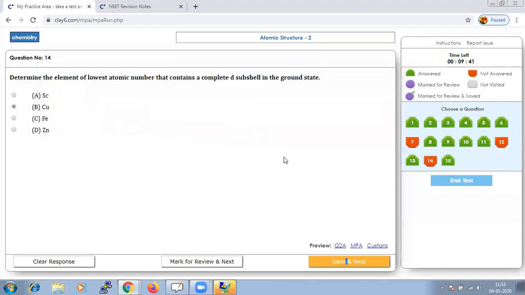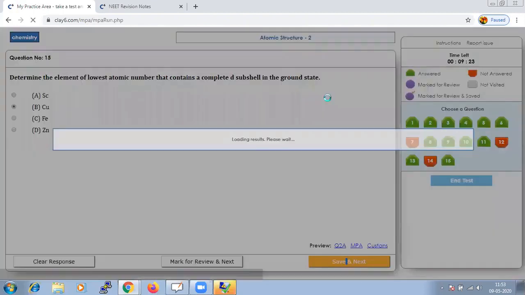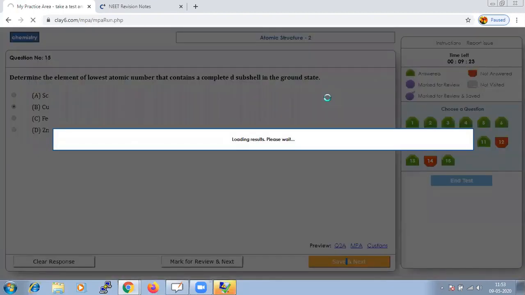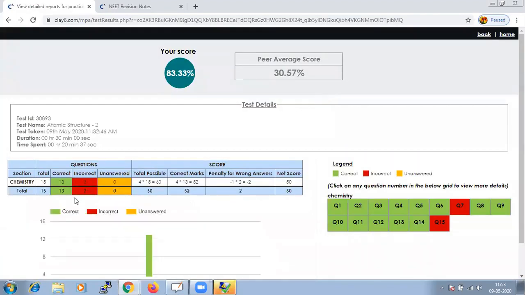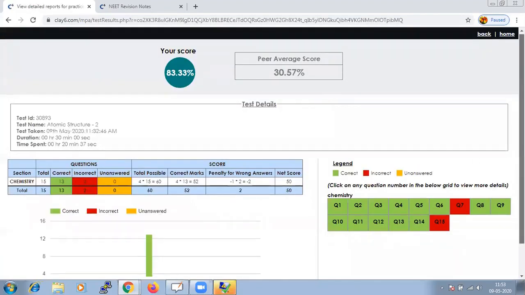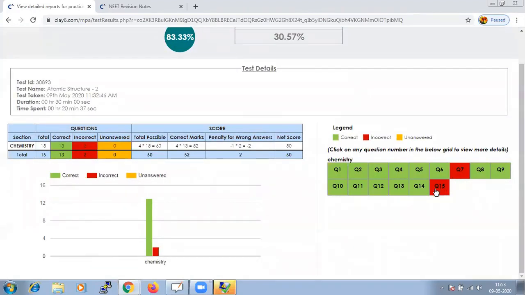So we have completed the test, all the questions. There is some technical error because of which, even though I have saved the answer, it is still indicating red. Let us not worry about that. Let me give end test. So when we give end test, it says that question numbers 7 and 15 I have marked as incorrect.